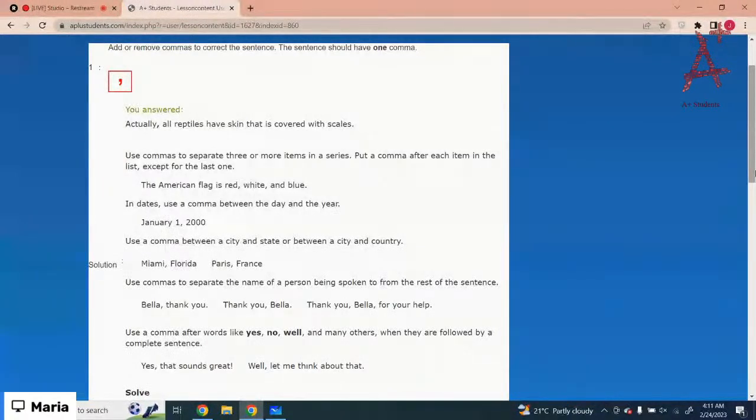In dates, use a comma between the day and the year. You have to put a comma between day and year. Use a comma between a city and state or between a city and country, like Miami, Florida and Paris, France. Use commas to separate the name of a person being spoken to from the rest of the sentence, like Bella, thank you. Thank you, Bella, or thank you, Bella, for your help.